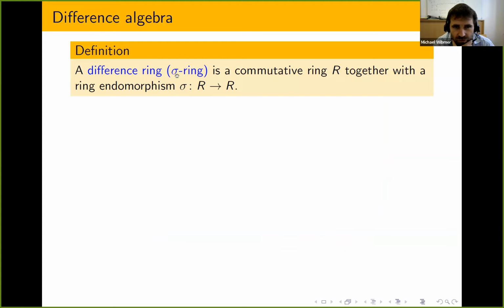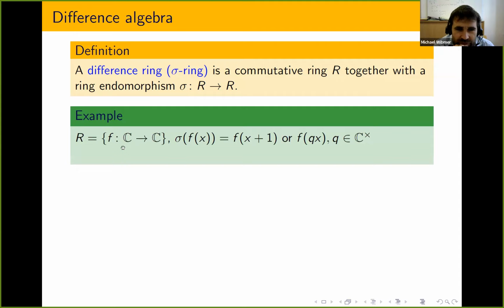Okay. Like commutative rings are the basic objects in commutative algebra, difference rings are the basic objects in difference algebra. An example would be the ring of all functions from the complex numbers to the complex numbers. This is a ring under pointwise addition and multiplication. Here you can define sigma as the so-called shift. You map f of x to f of x plus one, or if you're interested in so-called q-difference equations, then you would be mapping f of x to f of q times x, where q is some non-zero complex number.